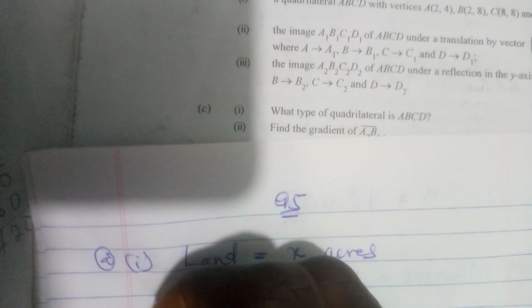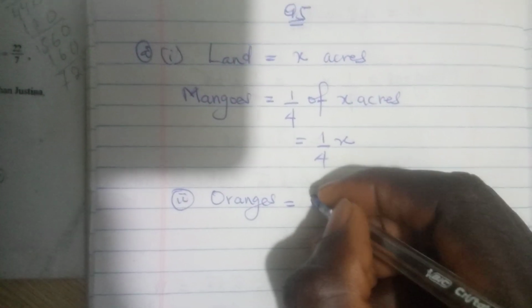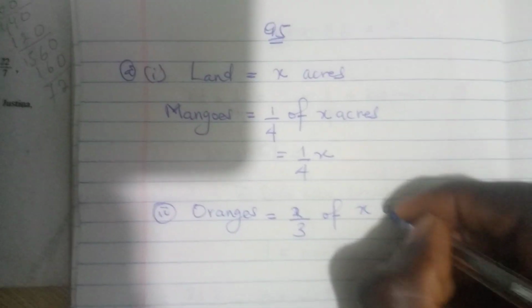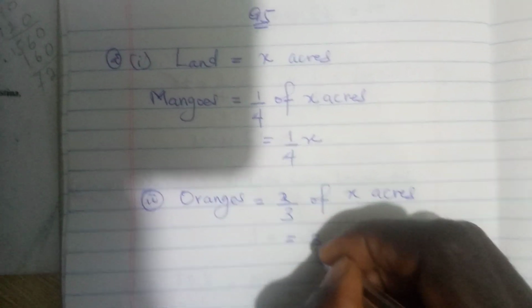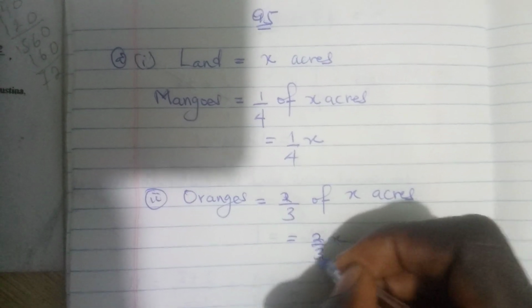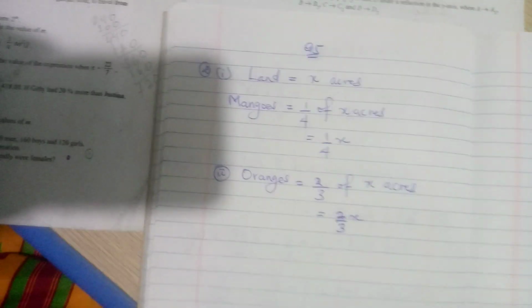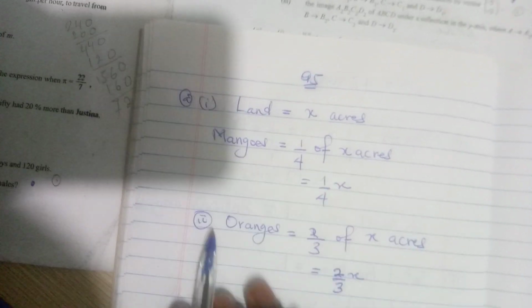So the land has been given as X acres. So for me to know mangoes, the mangoes is going to be 1/4 of X acres, which is 1/4 X. Then if I also want oranges, then oranges is also going to be 2/3 of X acres, and that is going to give you 2/3 X. Now we've solved for the I and II.